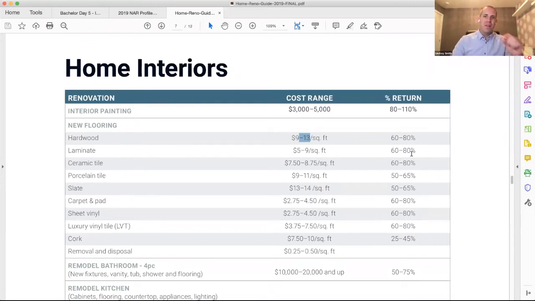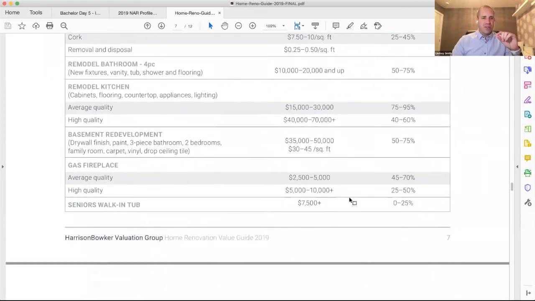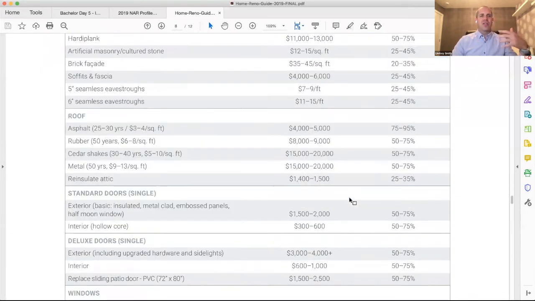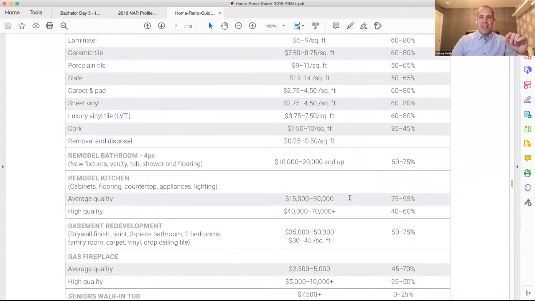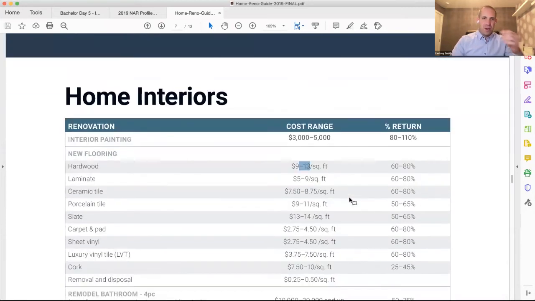The only renovation, other than siding and garages and things like that, that makes sense when you're preparing for resale is interior painting. And you can see the return is up to 110% on that. Now, keep in mind, these costs are if it's done by a professional. If someone happens to be a professional themselves and they can do it for 70 cents on the dollar, then some of these might make sense.